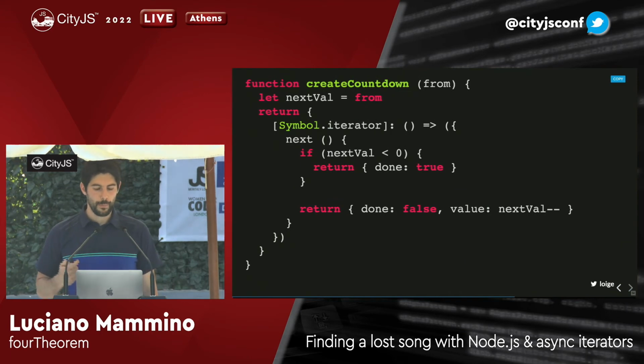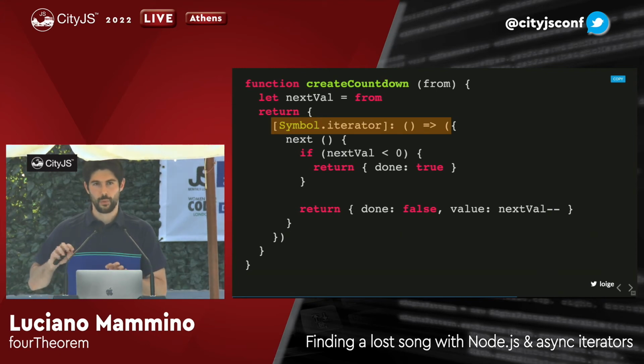So if we want to apply this idea to our countdown, so we want to make a countdown iterable, the only difference is that we have here this Symbol.iterator, and it returns the same object that we were returning before. So the code inside this function is exactly the same as before. It's like we are adding an additional level of abstraction saying, if you need an iterator, I can create one for you and you can use it.